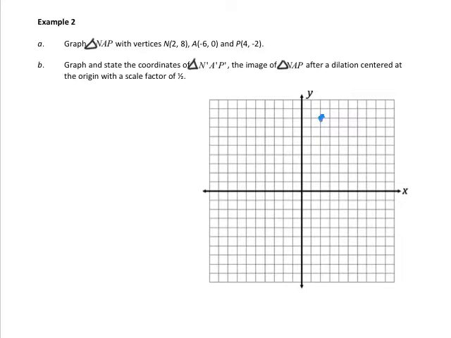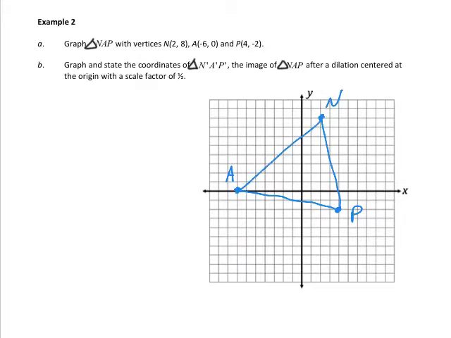If I can put him on here, there's N. A is at -6, 0. So there's A. And P is at 4, -2. 1, 2, 3, 4, -2. So there is triangle NAP. That's the original.